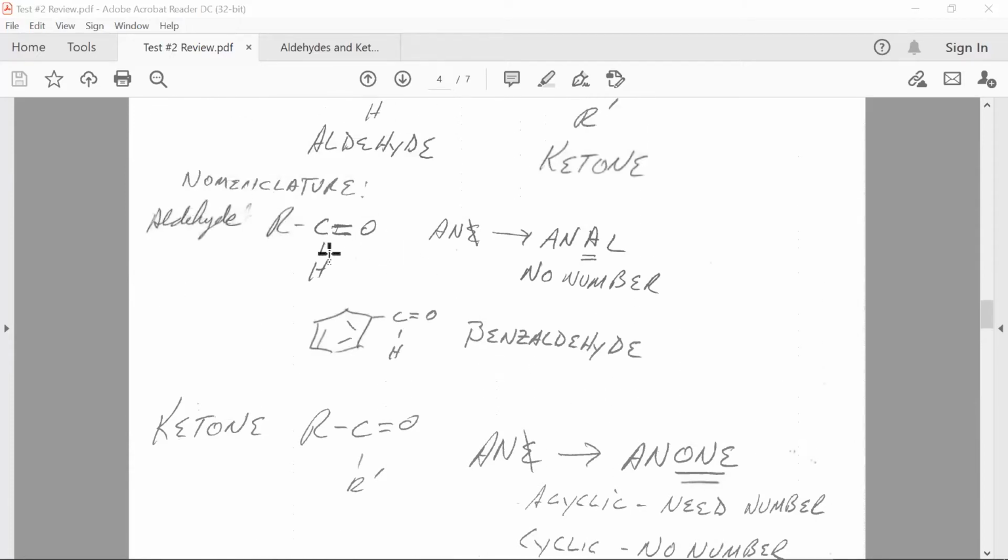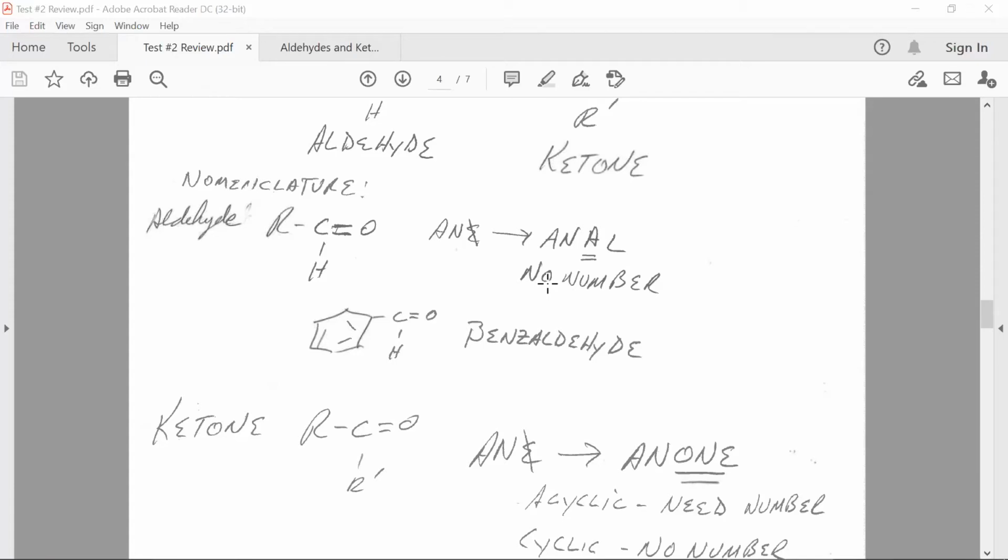If we go back, aldehyde, you find a carbonyl carbon, how many carbons are in the longest chain that contain that carbon, name it as an alkane, drop the E and add AL. Since this is always going to be number 1, everybody knows that, you don't use a number.